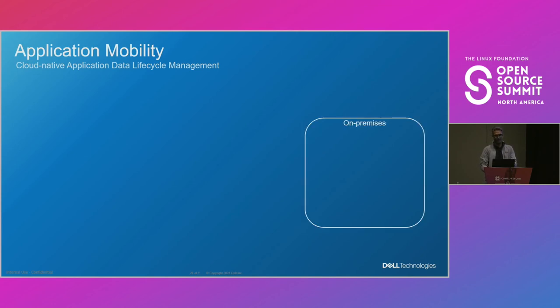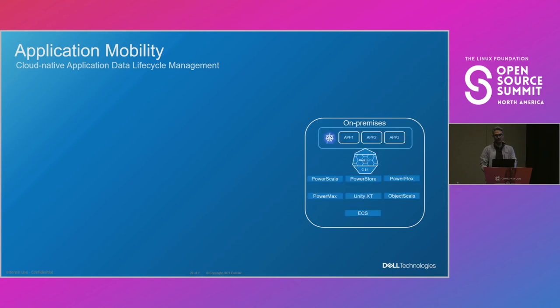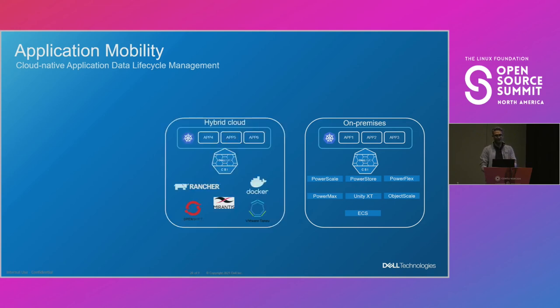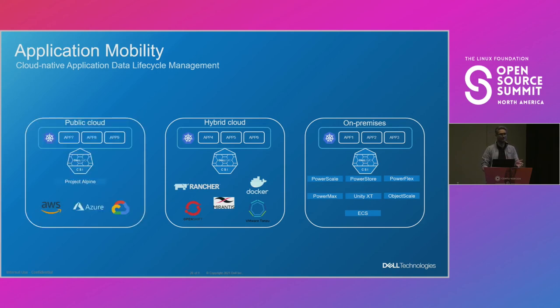We enable customers today to run our persistent storage in the backend for on-prem Kubernetes clusters using our CSI drivers. For customers that have hybrid cloud environments and are using multiple container management platforms or Kubernetes distributions like Rancher, OpenShift, Mirantis, and Tanzu, they can use our CSI drivers as well to expose our persistent storage in the backend. For public cloud environments, we just announced at Dell Tech World that we'll be bringing our storage operating systems to the public cloud. So even in the public cloud, if you have Kubernetes clusters and cloud native applications running, you will be able to have a similar consistent experience.